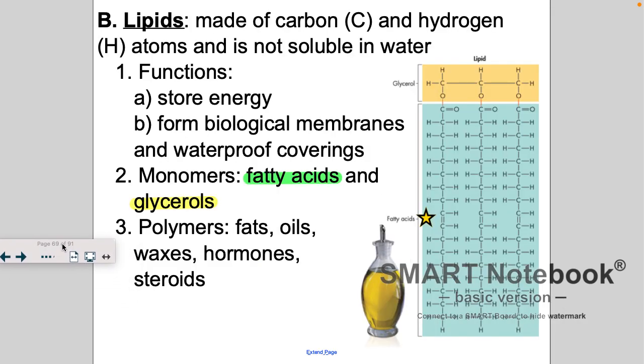Okay, lipids, second macromolecule, made of carbon and hydrogen atoms. And the key characteristic of all lipids is that they do not dissolve in water. Okay, they are not soluble in water. They will not mix in water. So the 2 jobs for lipids, they store energy and they form biological membranes, or a waterproof covering. Every cell membrane is made of lipids.